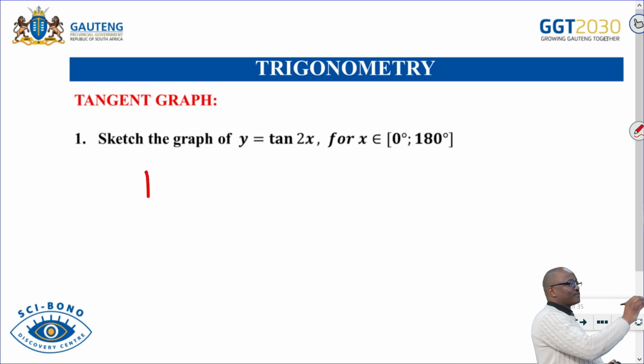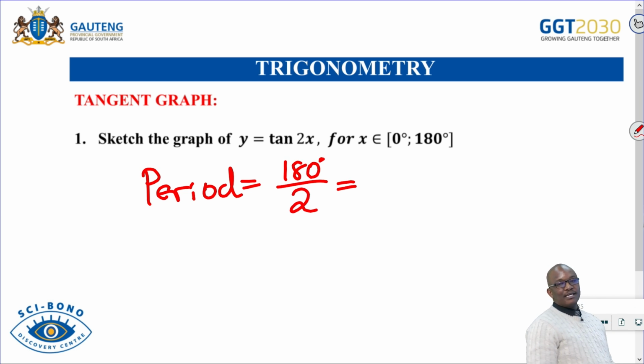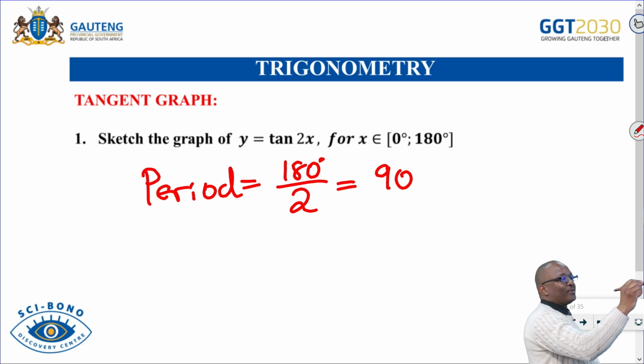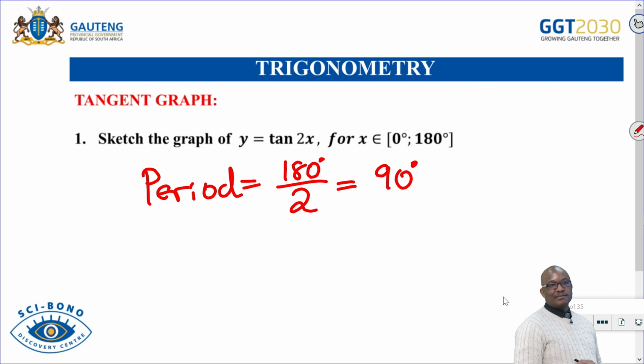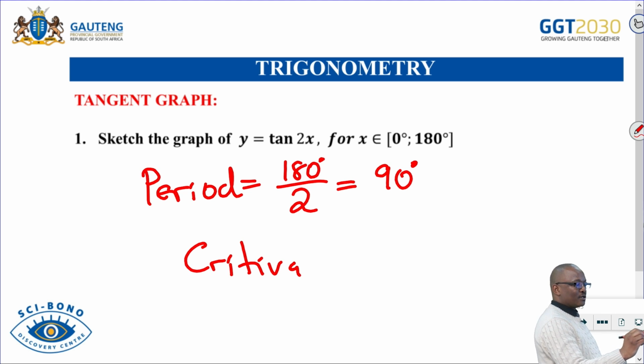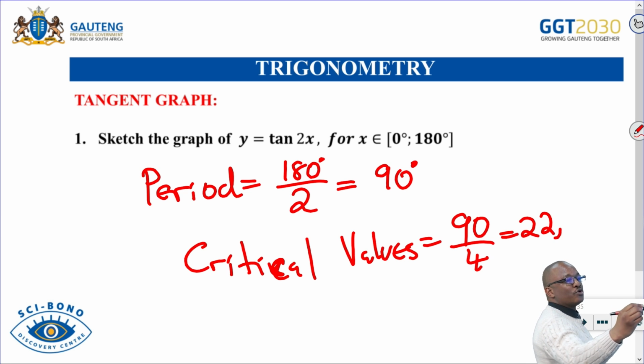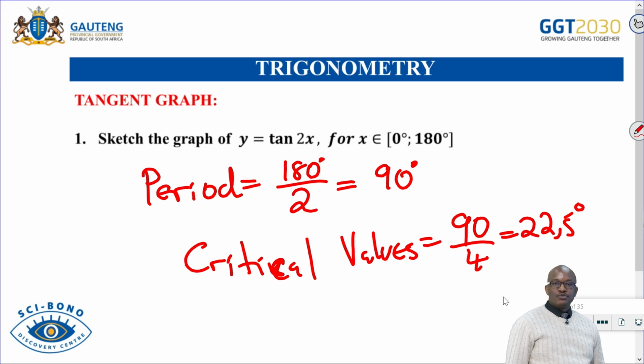When we have the graph of tan, remember we're saying our period for tan is 180 divided by K, but in this case, K is 2. So our period now is going to be 90. For you to get your critical values, you will take your period and divide it by 4, which is going to give you 22,5.